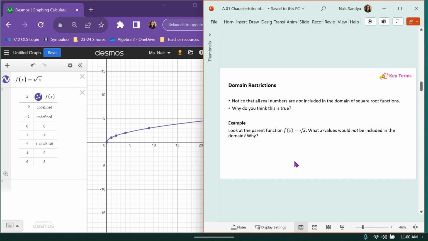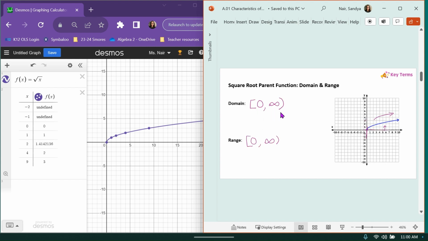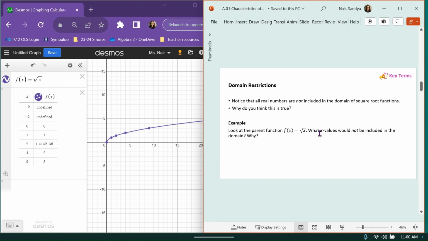So now let's think about some restrictions on the domain. Notice that when I write the domain, all real numbers are not included, right? So I didn't say that the domain goes from negative infinity to positive infinity, because notice that my graph doesn't actually include these negative x values, right? These are excluded from my domain. So let's think about why this is true. If we look at the parent function, why do we not include those negative x values?